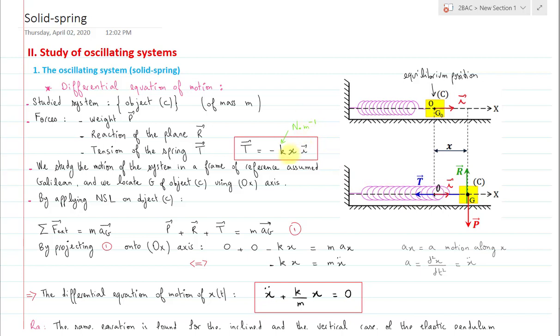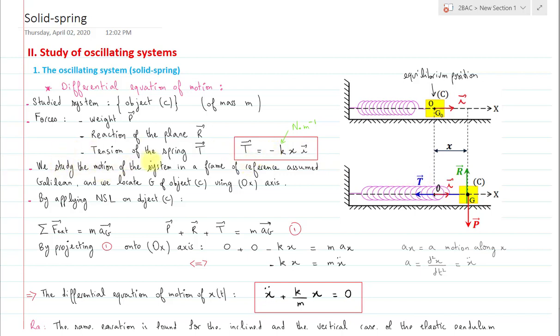Notice there is a minus sign. There is always a minus sign here. Why? Because if x is positive, it means that T should be in this direction, which is in the opposite direction of that of i. Hence the minus sign.